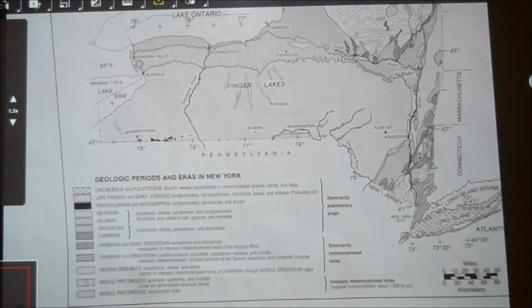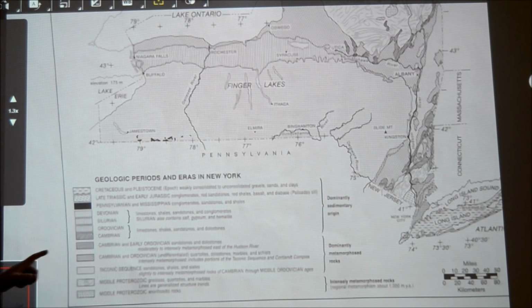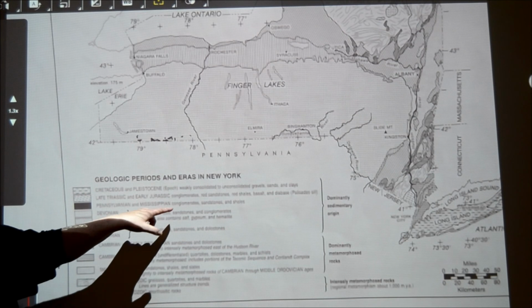If I went to, say, Ithaca, I can find out that Ithaca is Devonian. Devonian is limestone, shale, sandstone, conglomerate.